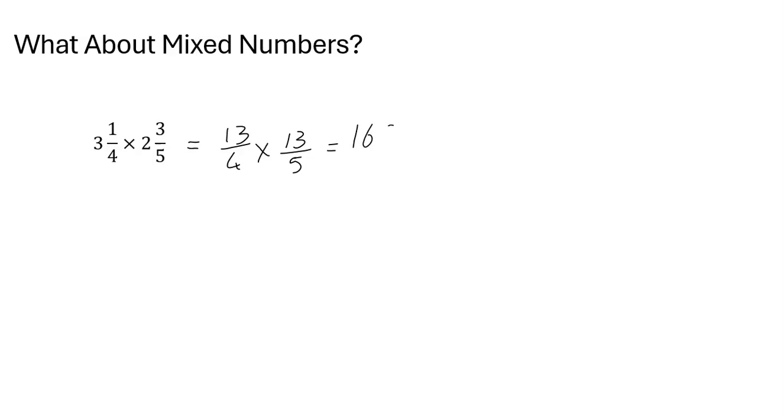So I'd end up with 169 over 20. I could then simplify 169 over 20. Now in this case we can't do it directly like this. However, I could make it into 8 and 9/20. So I could turn it back into a mixed number at the end.